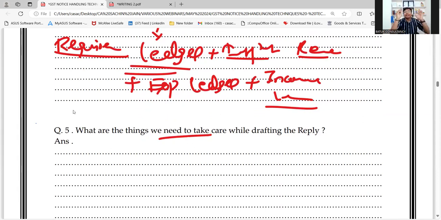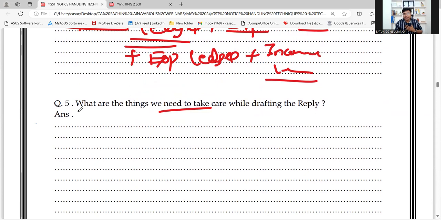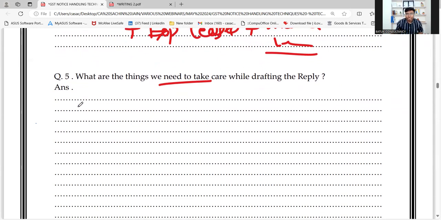What are the things we need to take care of while drafting the reply? Sir, मुझे क्या बातें ध्यान रखनी हैं while drafting the particular reply? Yes, Murthy sir, what is the difference? I am not getting your point.